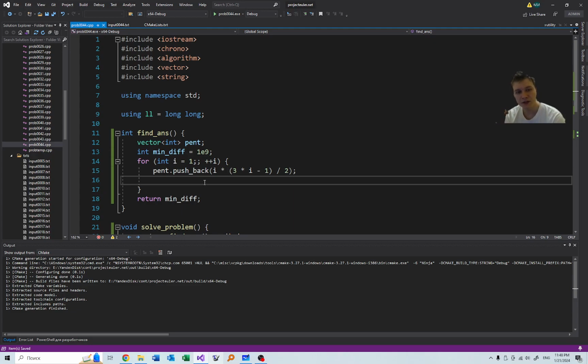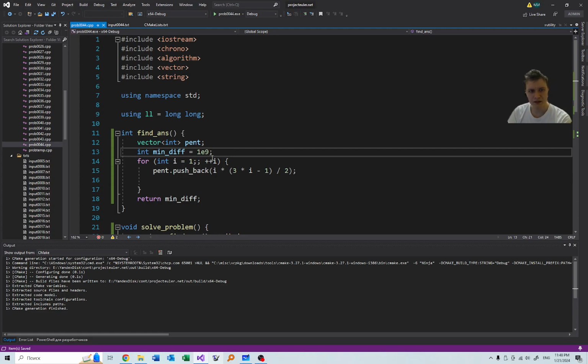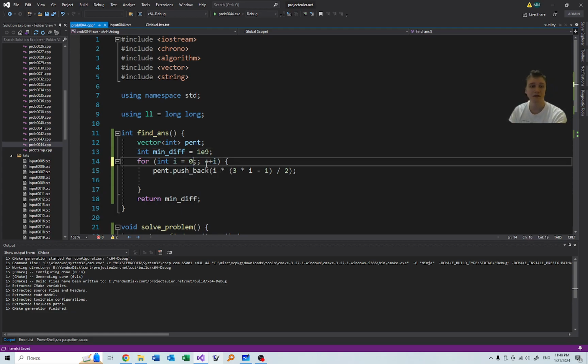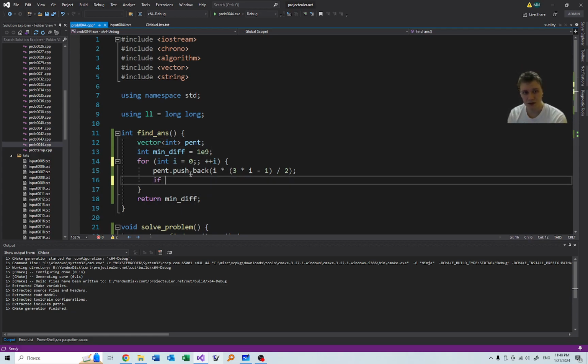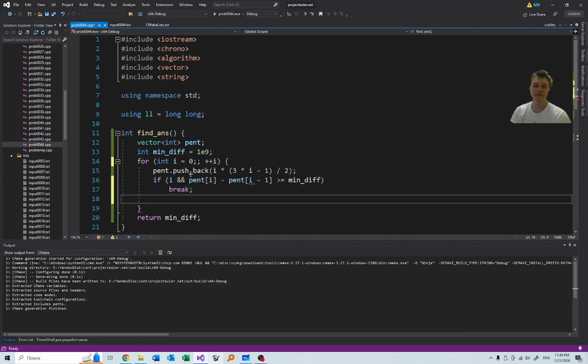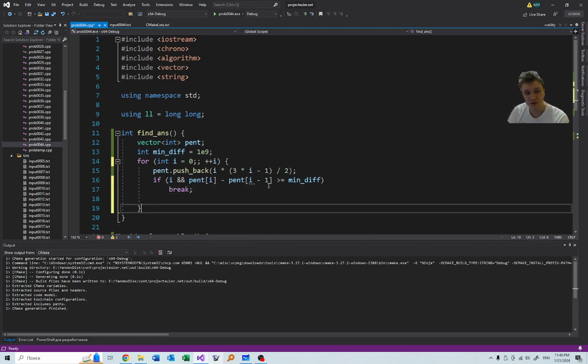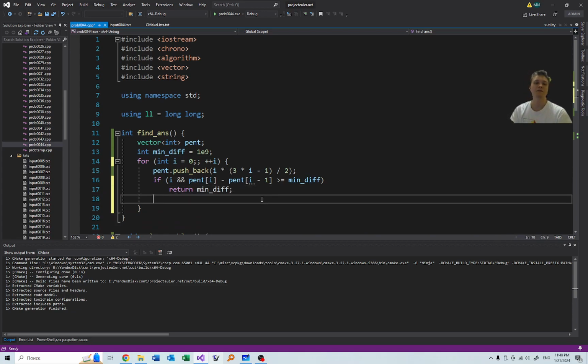First of all, let's look at the last two. Actually, let's push back starting with 0, I like it more. So if pent[i] minus pent[i minus 1] is already greater or equal than min diff, then we need to break, or even we need to return min diff.